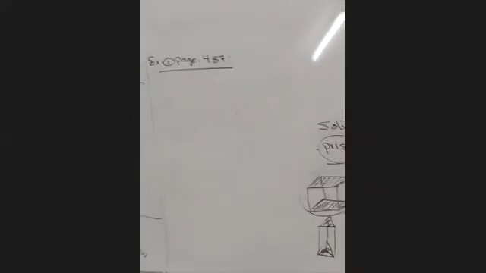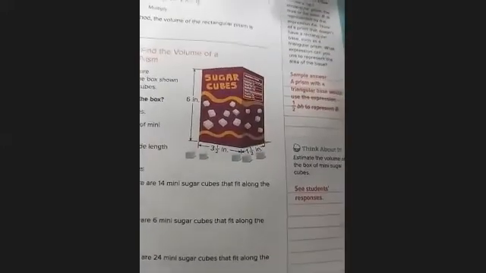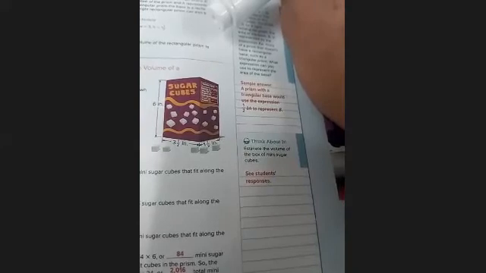Read. Find the volume of a rectangular prism. Many sugar cubes measure 1/4 inch on each side. The box shown is packed full of sugar cubes. What is the volume of the box? This is the box here. How much is the length, Tamim? Do you see the box in front of you? Yes, mister. What's the length? 3 and 1/2, 3.5. Excellent. What is the width? 1.5. What's the height of it? 6 inch. They want us to find what? The volume of the box.